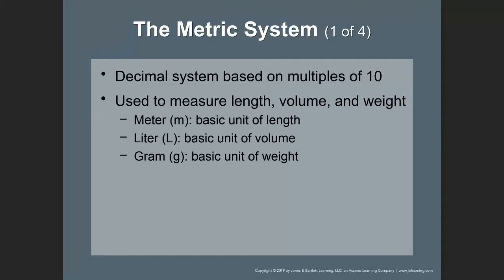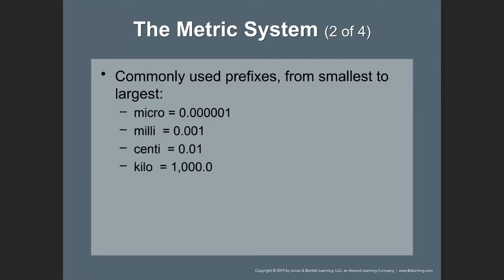The metric system is a decimal system based on multiples of 10, used to measure length, volume, and weight. The meter is the basic unit of length, represented by M. The liter is the basic unit of volume, represented by L. And the gram is the basic unit of weight, represented by G. The metric system commonly uses prefixes from smallest to largest: micro, milli, centi, kilo. These are some that you need to be familiar with.